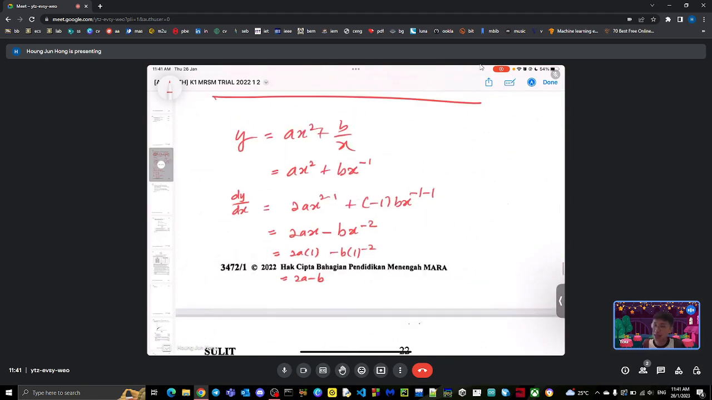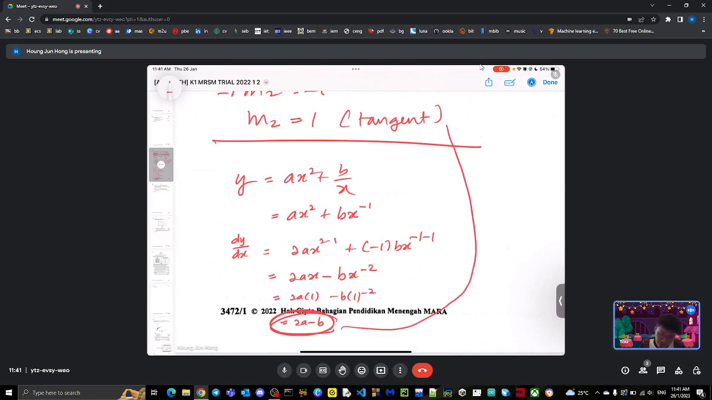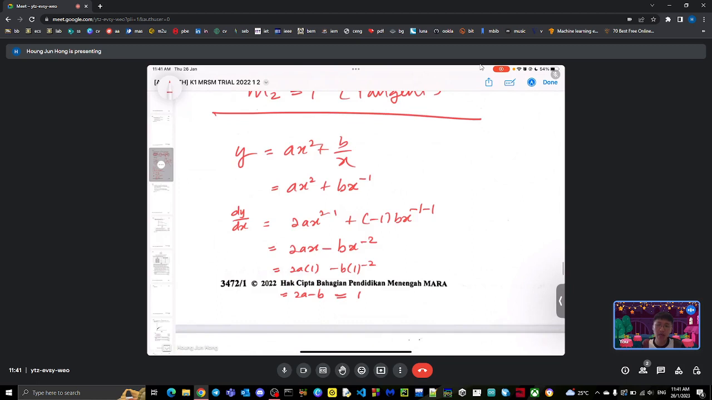And again, as we said just now, the gradient dy/dx is the gradient of the tangent. So this expression will equal the tangent gradient I just found. So this equation should equal 1. 2a minus b equals 1. Now this is the first equation we have.